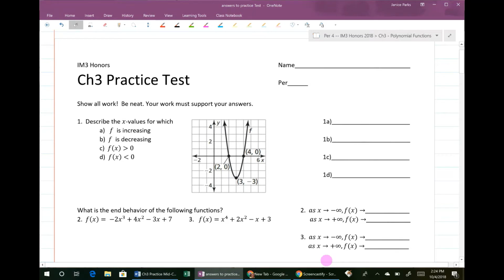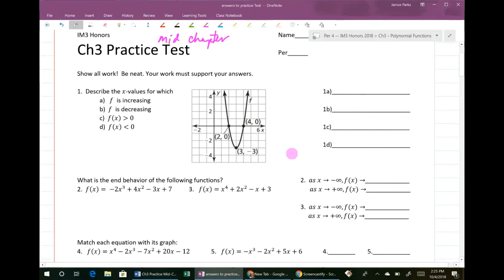This video will show you how to do the practice test for Chapter 3 for the Midchapter test. So it is Midchapter, which is sections 1 through 4. So for question number 1, you're looking for the places in which the function is increasing. So that's the first part of it.